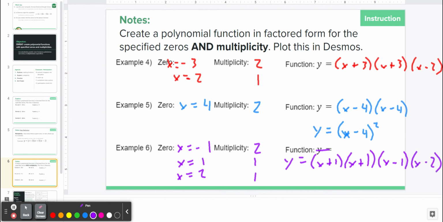times x minus 2. And again, if you wanted to shorthand that factor that has the multiplicity, we can write it as x plus 1 squared times x minus 1 times x minus 2. Either option is correct, but just a different way of writing this shorthand.